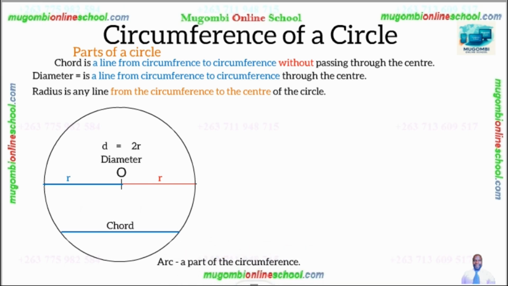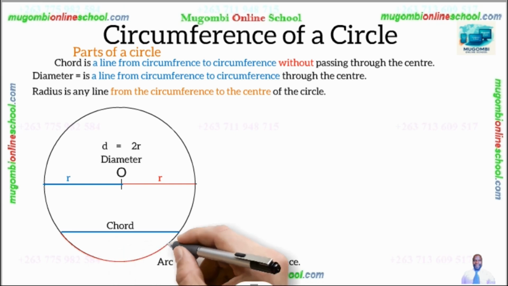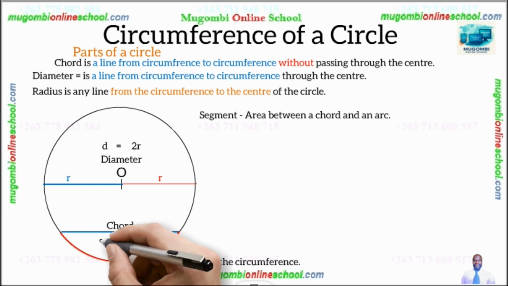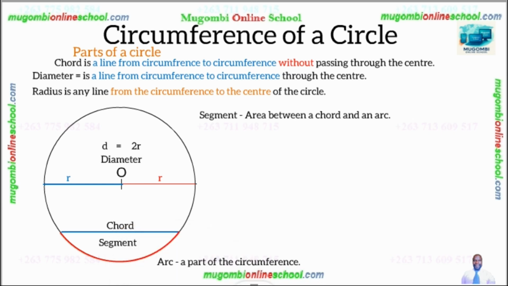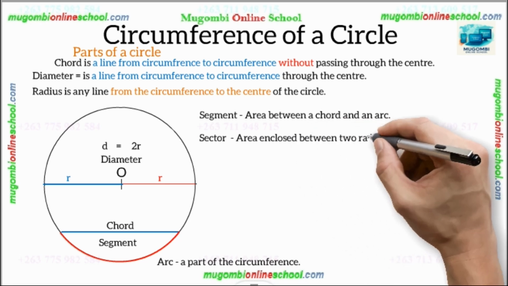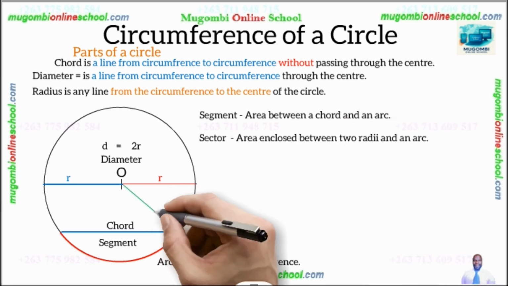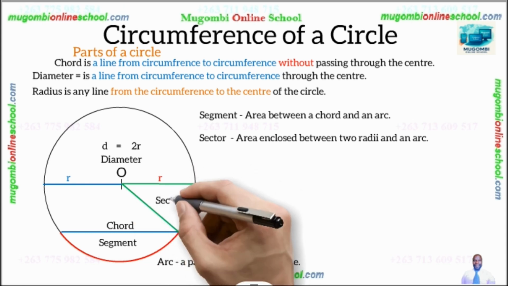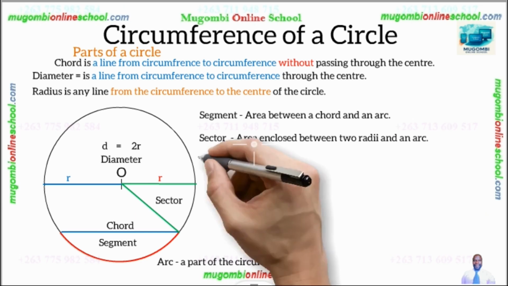Arc is a part of the circumference, like this one. This one is part of the circumference, so it is an arc. Segment is the area between a chord and an arc, so this one is a segment. Sector is an area enclosed between two radii and an arc. Taking these two radii will produce a sector, so this one is a sector.